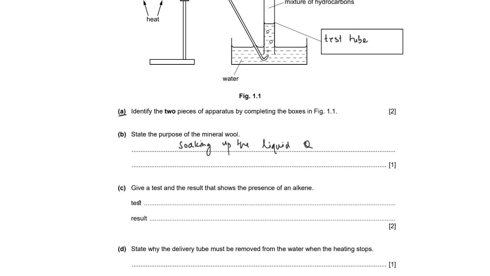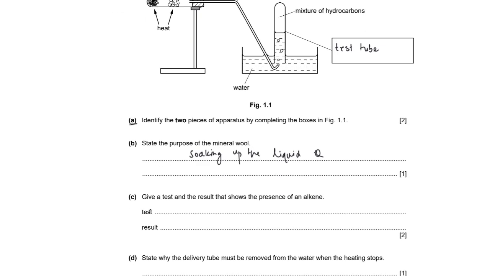Give a test and result that shows the presence of an alkene. Here you will write the test, which is you will use aqueous bromine. Do not write just bromine, write aqueous bromine, and the orange or brown bromine decolorizes. Orange-red bromine or brown bromine decolorizes.